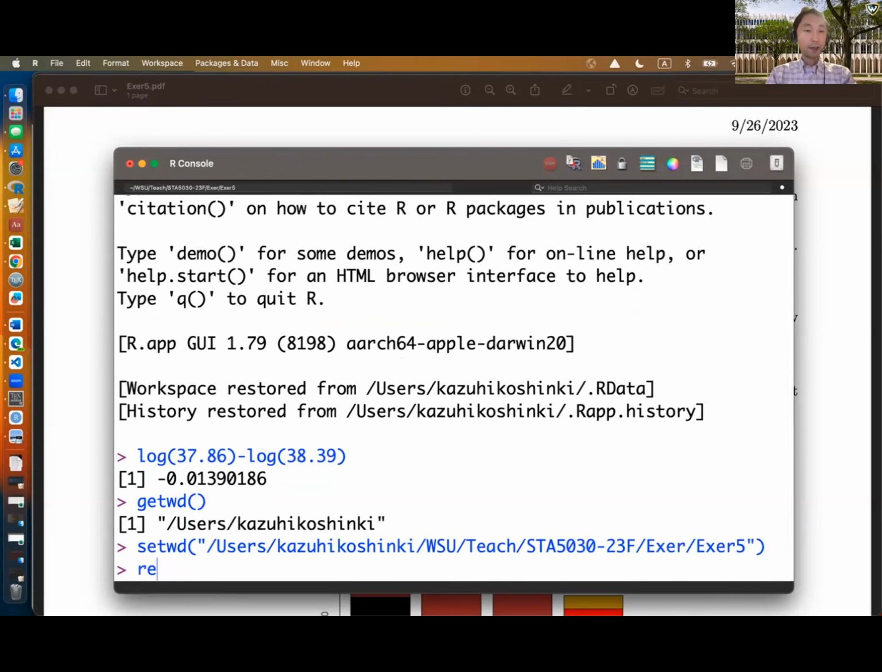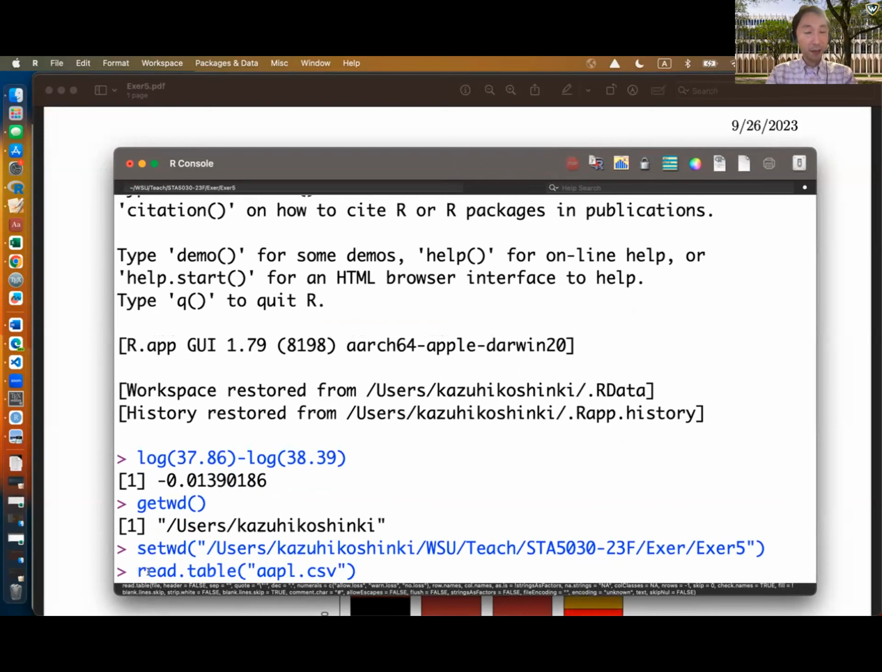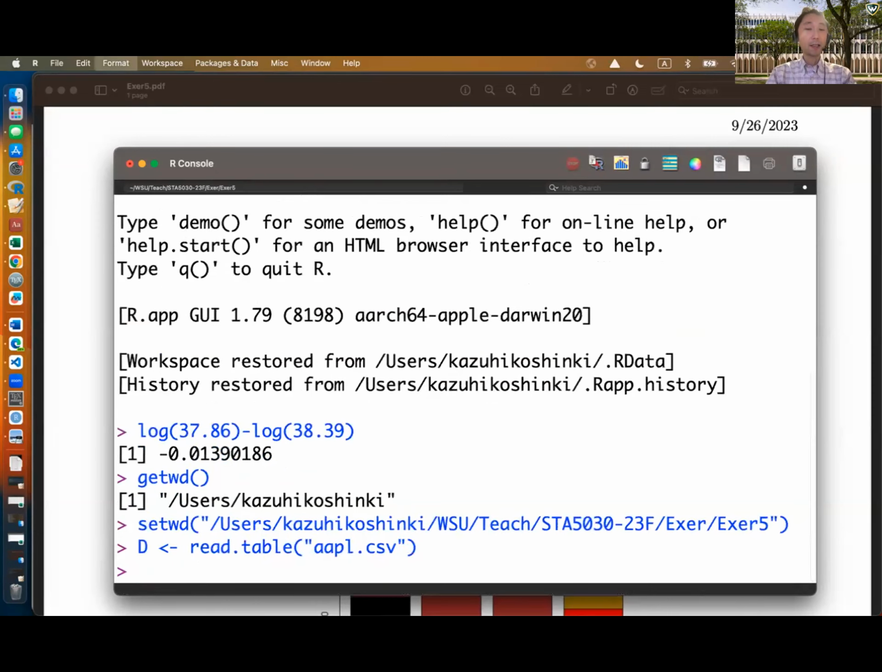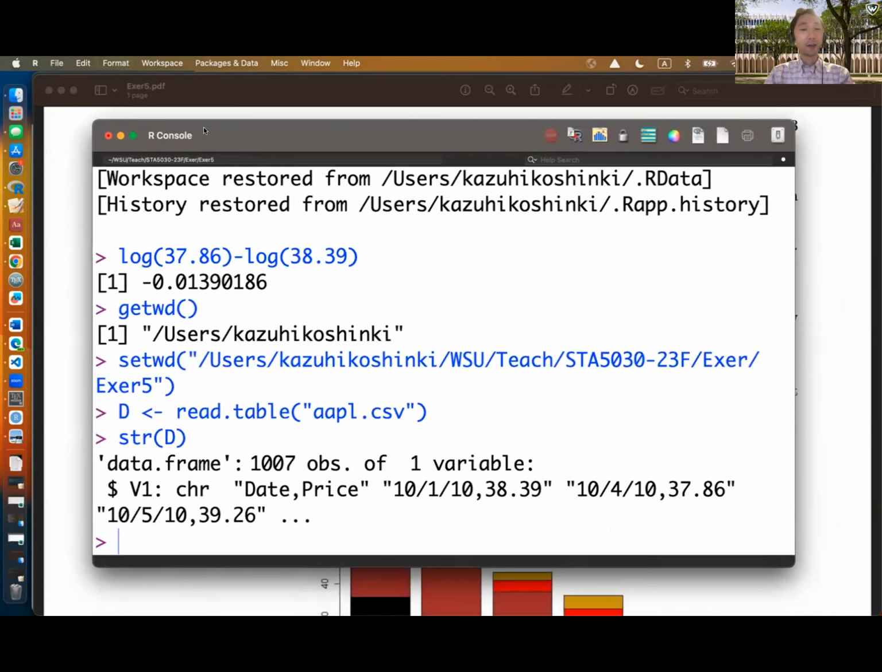Then we have to read the table AAPL. Originally there was another company called APPL, so that ticker code was reserved for that very small company in Texas with 2 employees. That's why this file is named AAPL, not APPL. Anyway, we define this as the data set, D. Once you create something, it's good to check the content.